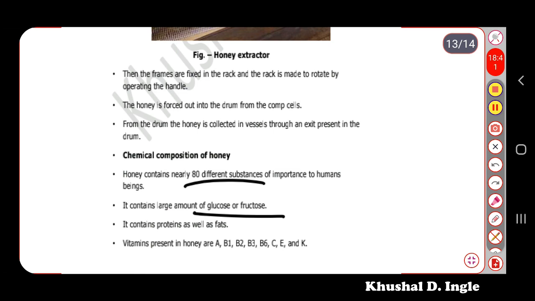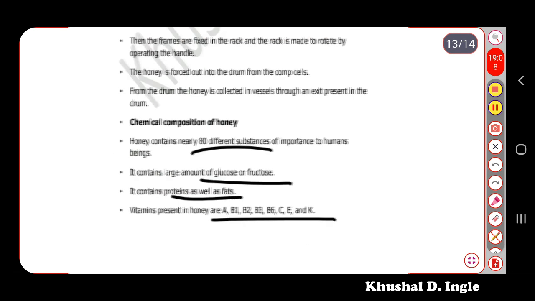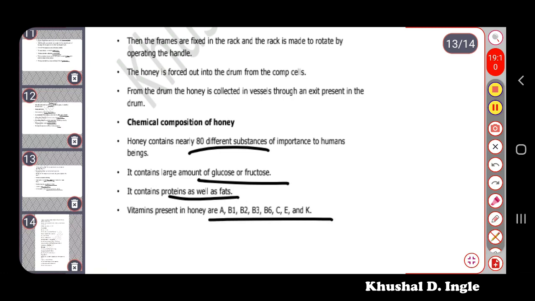Apart from this, it contains proteins as well as fats also, but their amount is very low in concentration. Then the vitamins present in honey are A, B1, B2, B3, B6, vitamin C, vitamin E, and vitamin K. All these vitamins are very important for our body. So these vitamins are present in honey. Then moving to the next slide.